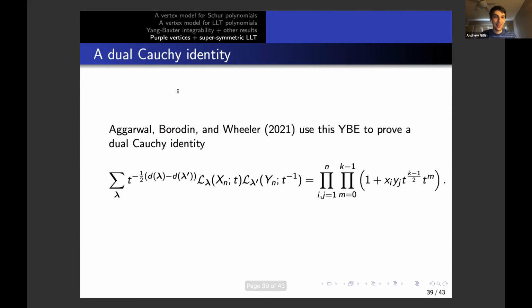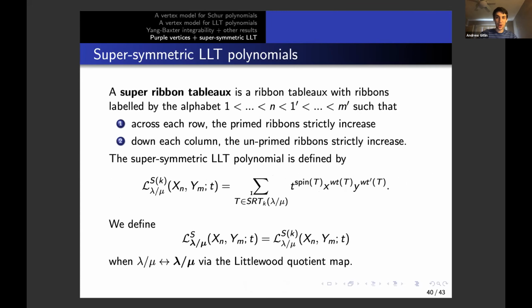Okay. They're also able to use the Yang-Baxter equation to prove a dual Cauchy identity. And I won't run through the proof, but it's similar to the train argument that I showed you before. And you'll notice that instead of summing over lambda with L associated with lambda and L associated with lambda prime, which is why it's called the dual Cauchy identity. Okay, but really what I want to talk about is the application of the purple vertices to supersymmetric LLT polynomials.